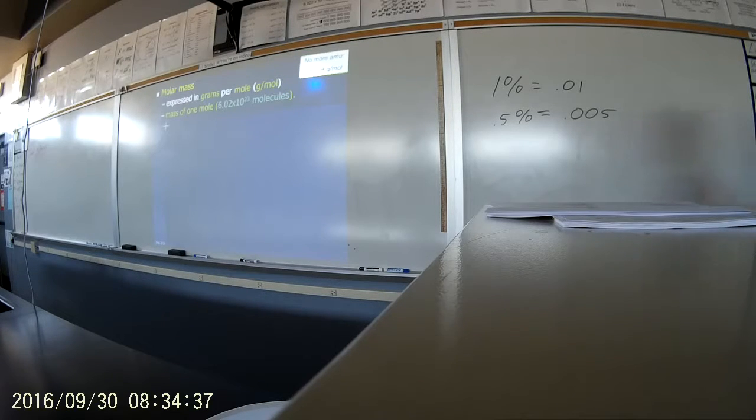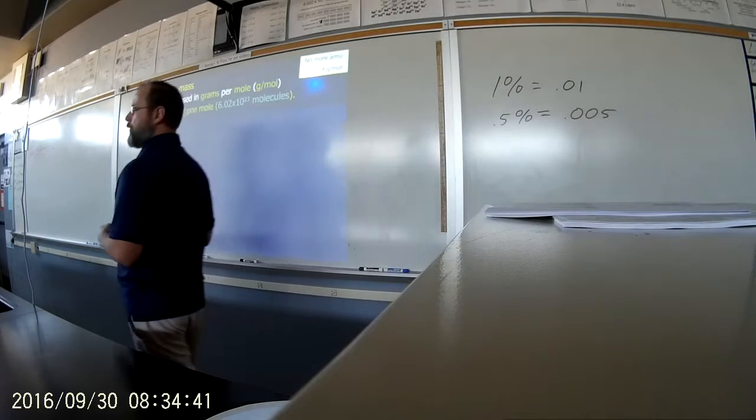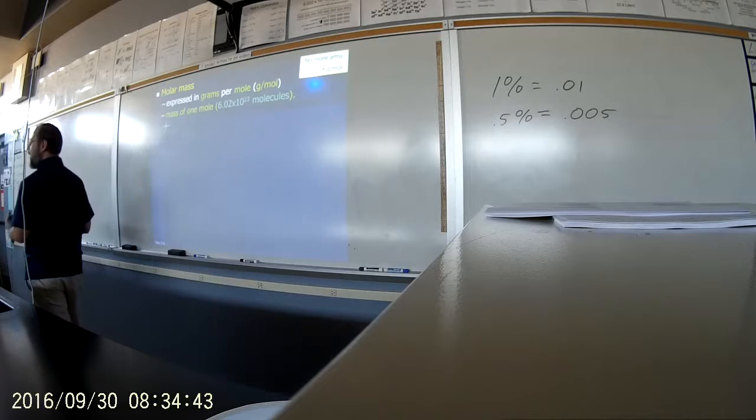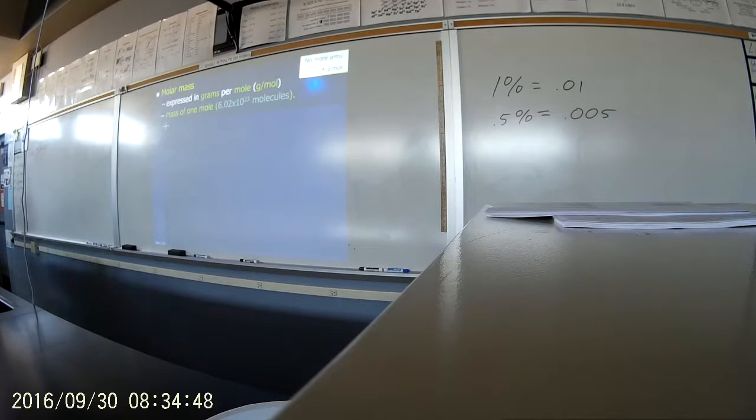So the molar mass is the thing that we use. It's all we can use. I can't weigh out individual isotopes, but I can weigh out the molar mass of isotopes. So the molar mass is measured in grams per mole. It is, on the periodic table, the number of grams in 1 mole.